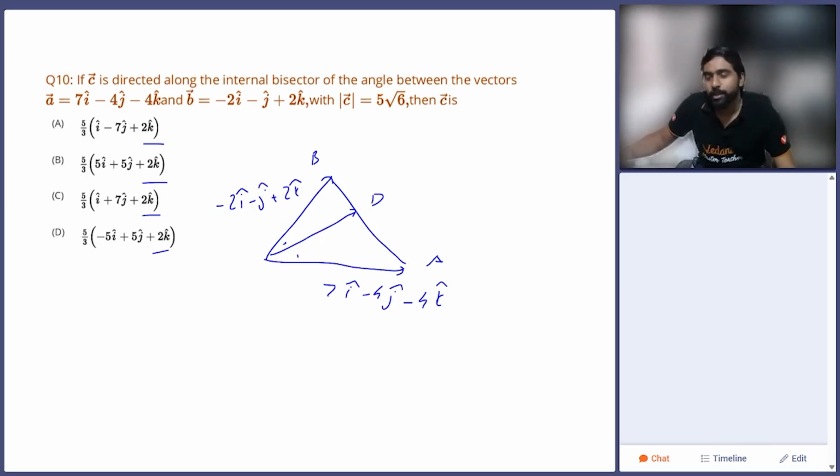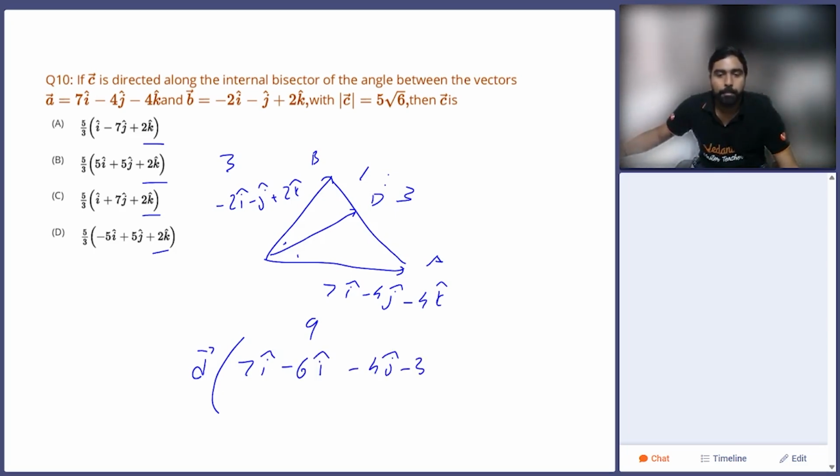Straightforward. What is the magnitude of A vector? That's 49 plus 32 over here. That's root of 81, 9. And over here, what is the magnitude of B vector? That's root 9, that is 3. So basically here the ratio is 9 is to 3, or I can say 1 is to 3. So can I say that the position vector of the angle bisector will be nothing but 7i cap minus 6i cap, then minus 4j cap minus 3j cap, then minus 4k cap plus 6k cap, divided by 1 plus 3.